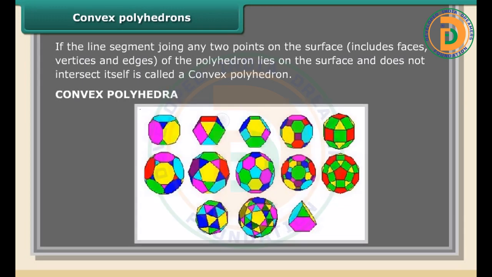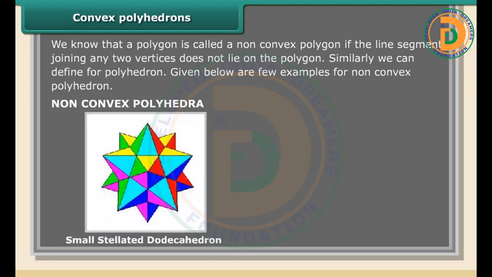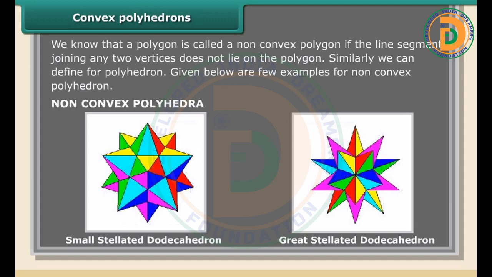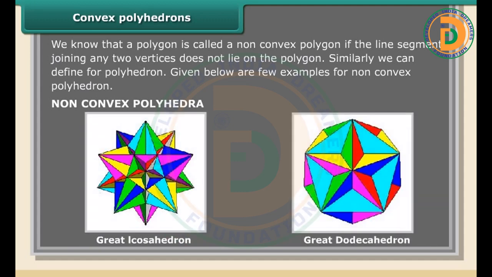Convex polyhedra: we know that a polygon is called a non-convex polygon if the line segment joining any 2 vertices does not lie on the polygon. Similarly, we can define polyhedron. Given below are a few examples of non-convex polyhedra: small stellated dodecahedron, great stellated dodecahedron, great icosahedron, great dodecahedron.